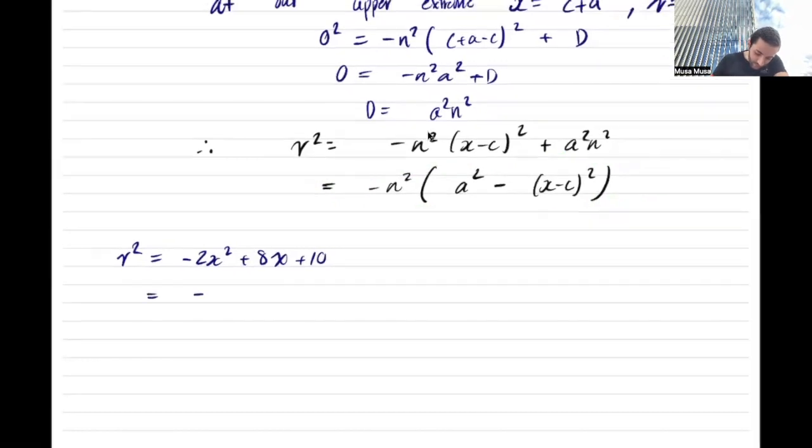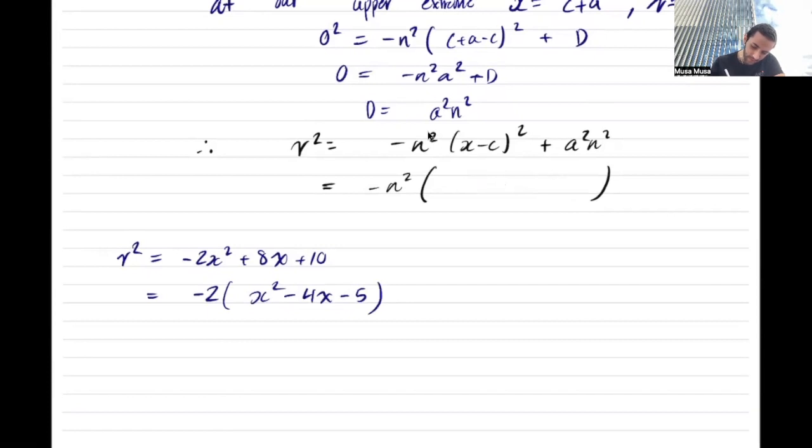I'm thinking we take a negative 2 out, and we get x squared plus 4x plus 5 minus 4x minus 5. No, this is plus. What am I doing? No, I think I messed this up. This should be x minus c all squared minus a squared. All right, there you go.